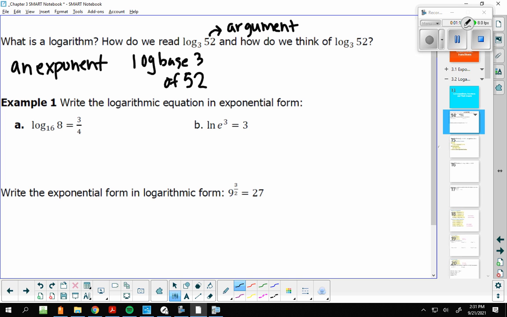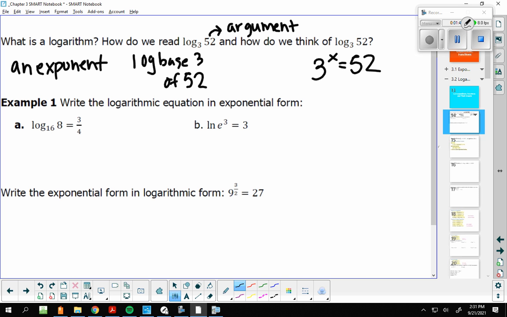A log is an exponent. So we think of this as what exponent helps me change 3 into 52? And it's some decimal. But that's how we think of this. What exponent helps me change 3 into 52? 3 to what power equals 52? Again, a log is an exponent. So we want to know what exponent changes 3 into 52.